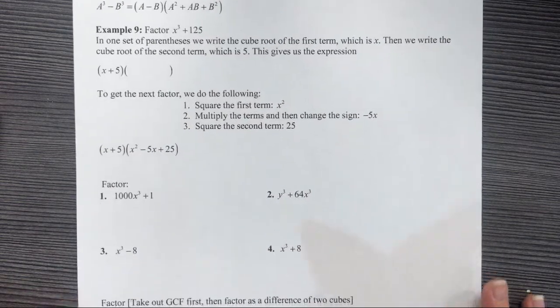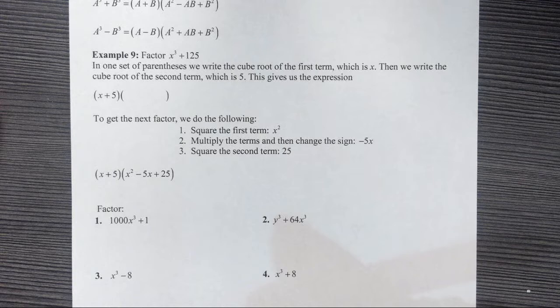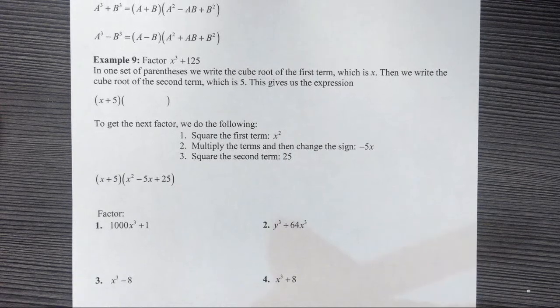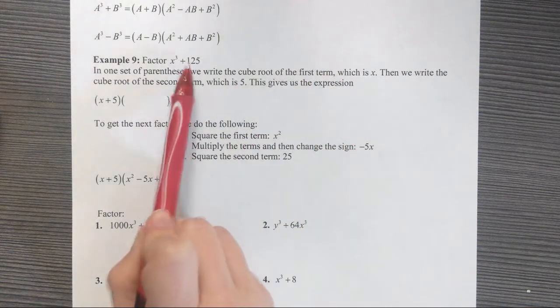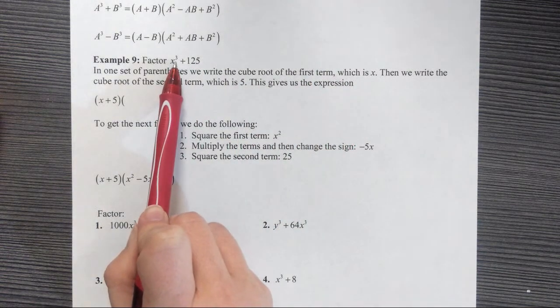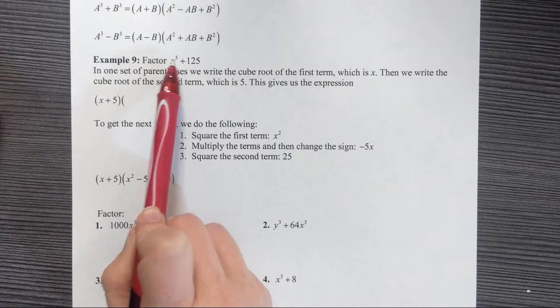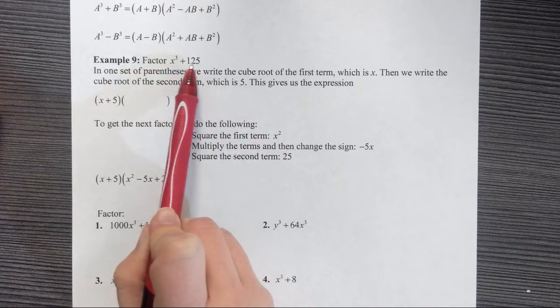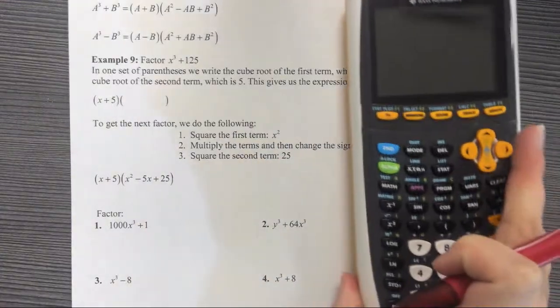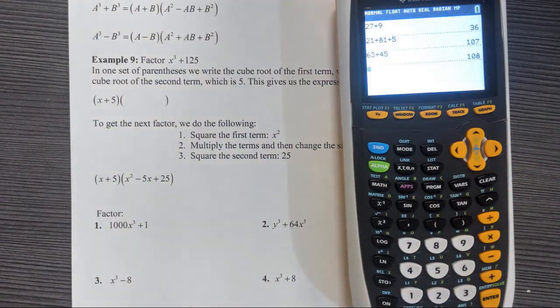So an example problem states factor x cubed plus 125. So in one set of parentheses, you write the cube root of the first term, x, because if we take the cube root of x cubed, it's just x. Then we write the cube root of the second term, which is 5, because the cube root of 125 is 5. Your calculator can do this for you.